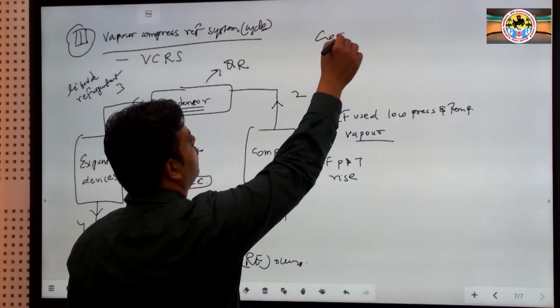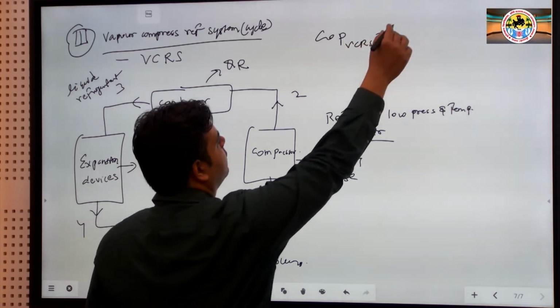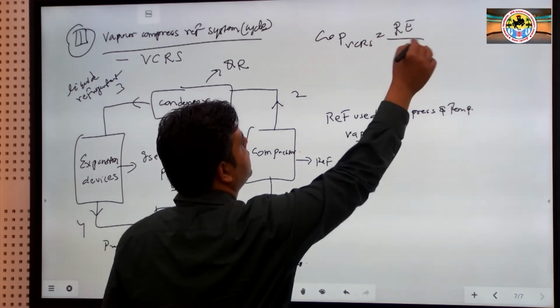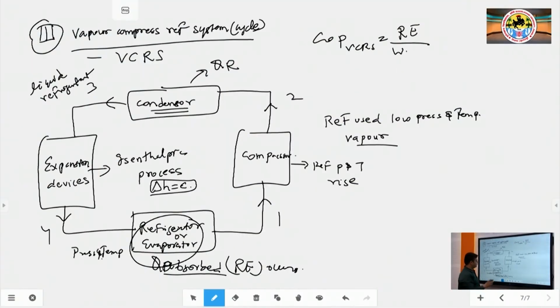The COP of the vapor compression refrigeration cycle is generally the refrigeration effect upon work. So, what is the refrigeration effect? That is the amount of heat absorbed by the evaporator, that is H1 minus H4, and what should be the work done? The work done by the compressor is H2 minus H1.